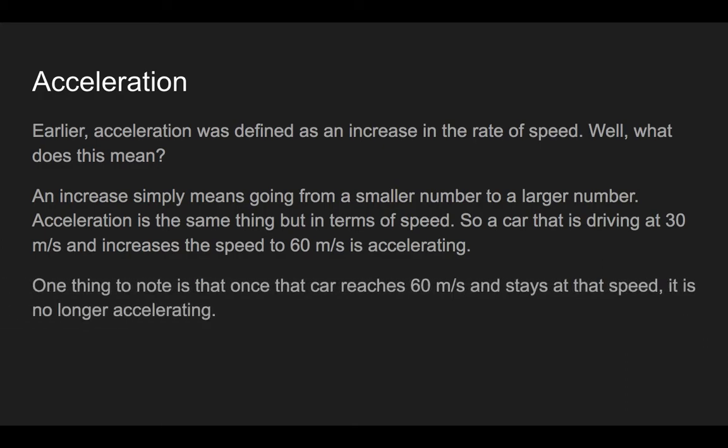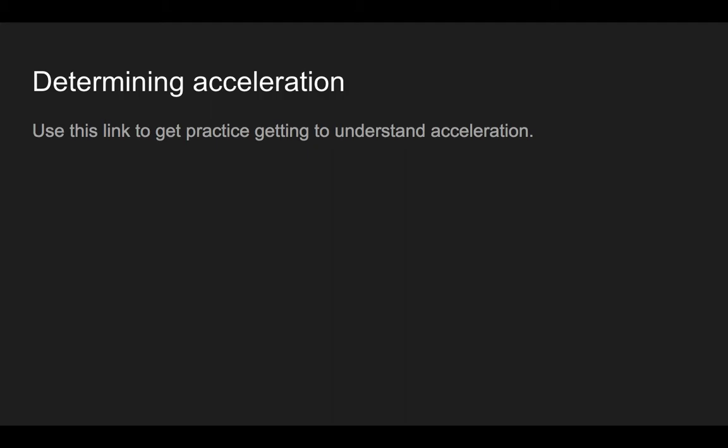One thing to note is that once the car reaches 60 meters per second and stays at that speed, it is no longer accelerating. This is because now it is constant at 60 meters per second. It is no longer increasing in its speed. So determining acceleration. You can use this link to help you get practice on it. It's a great link on ixl.com.